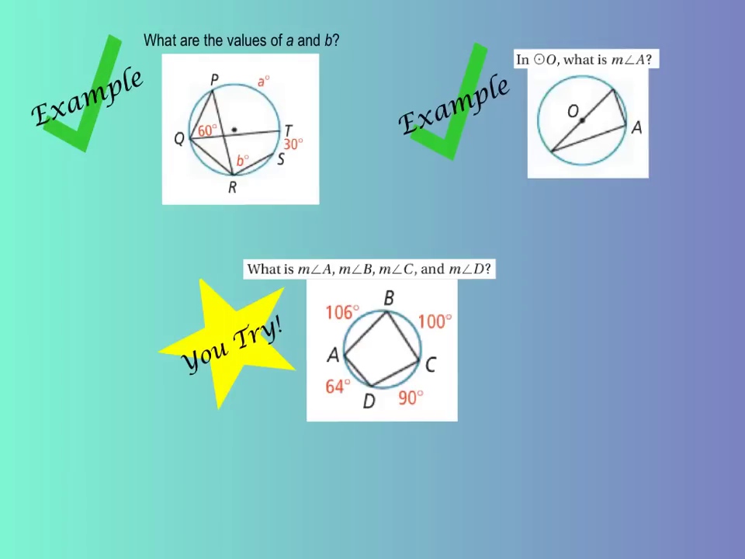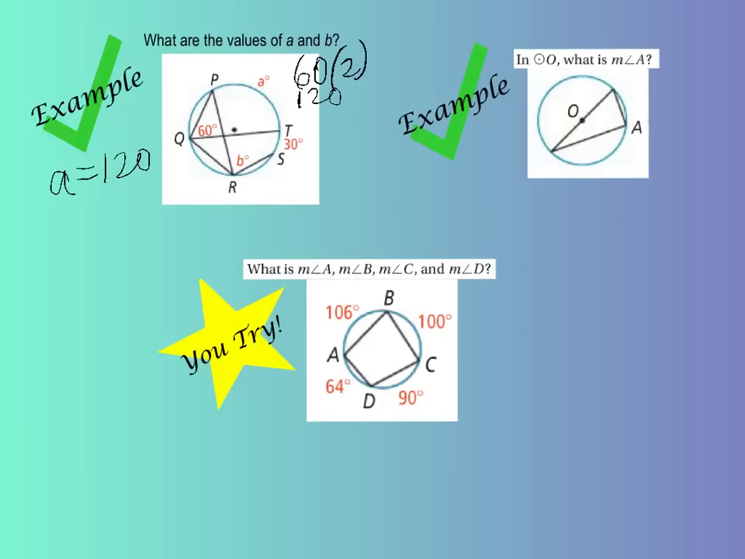Alright, so let's apply that inscribed angle theorem. Looking at our first example, it says what are the values of A and B? So what we have here for A, notice A is the intercepted arc of this inscribed angle, the inscribed angle PQT. So using the theorem, if PQT is 60, then the measure of angle A is double that. So all we have to do is 60 times 2, so we get 120. 120 is the measure for A.